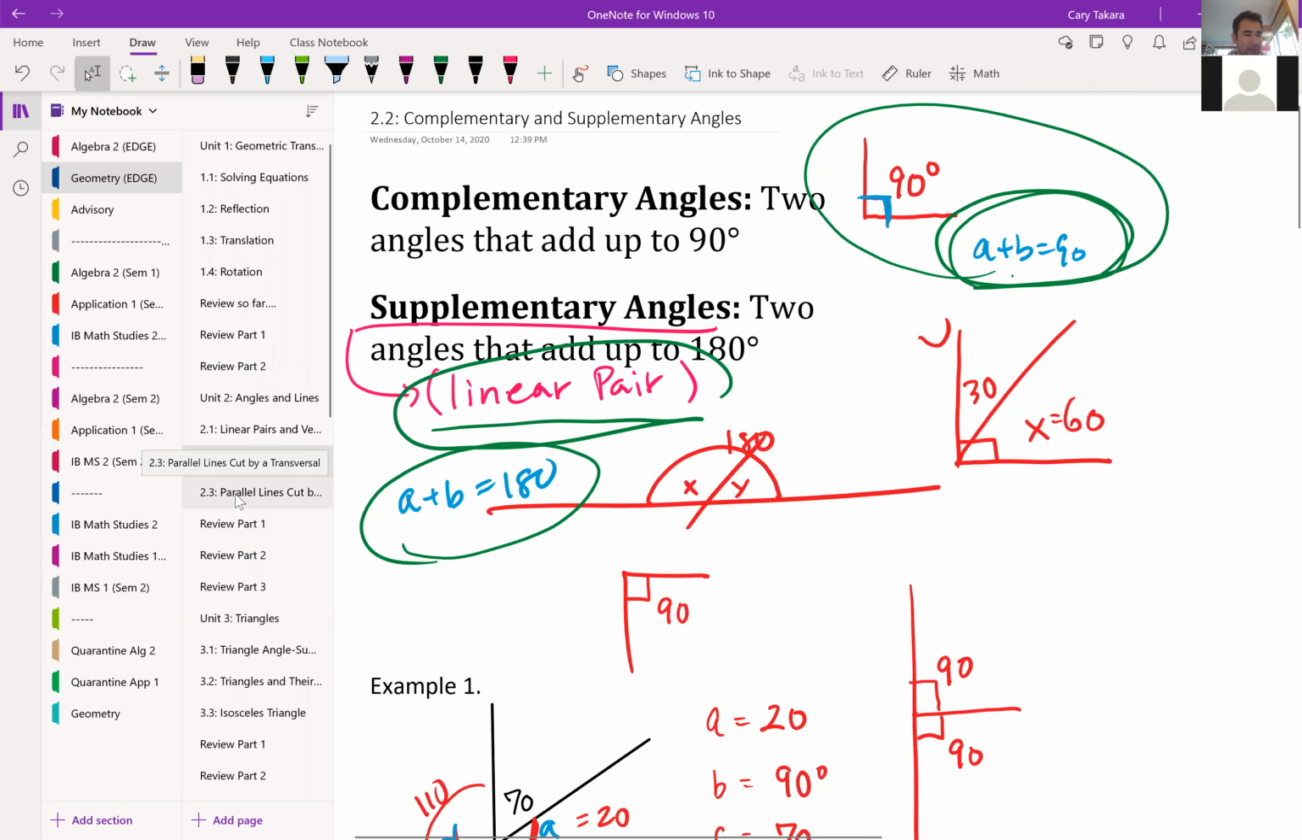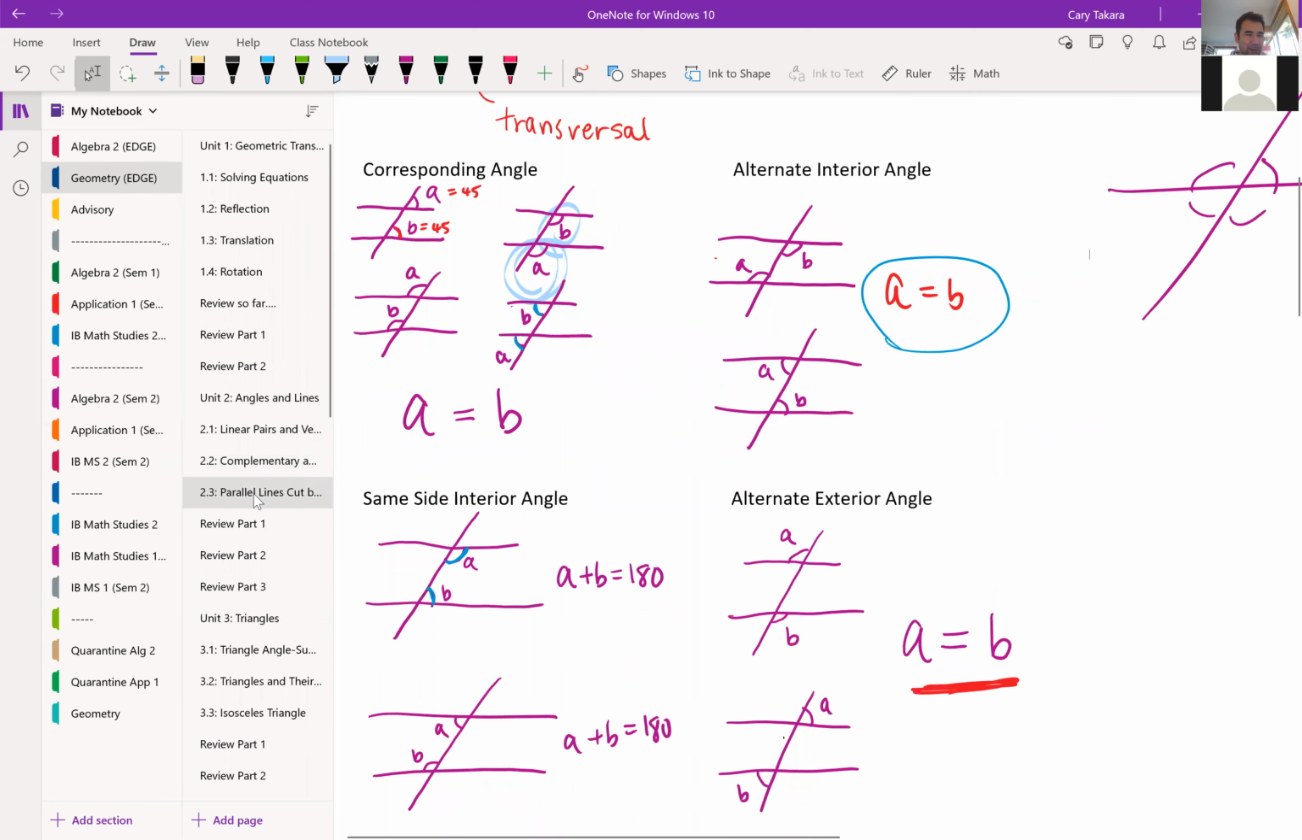Okay, and the last one is, it's the one of those four things, right? Corresponding angles, alternate interior angles, same side interior, and then alternate exterior. And you need to be able to recognize each one of them. I think the hardest one seems like is the corresponding angles that maybe some of you are having difficulty with.